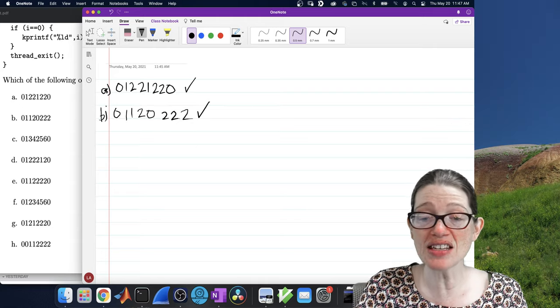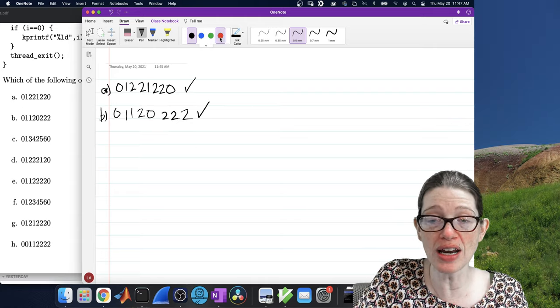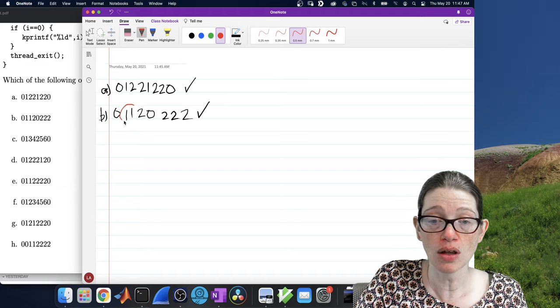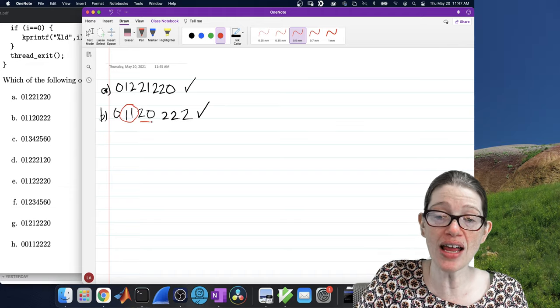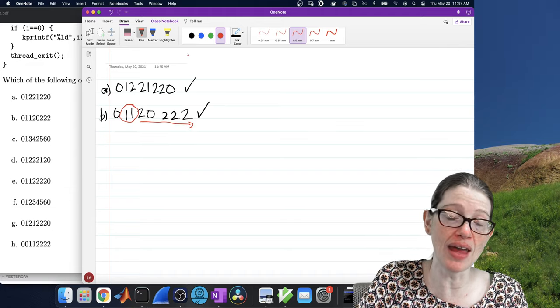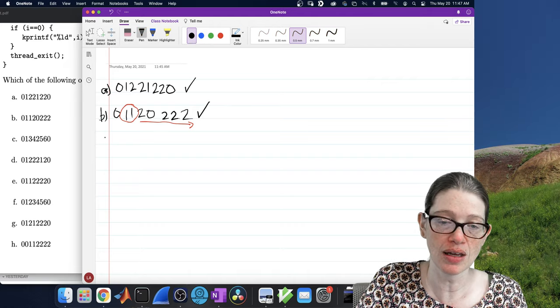The other thing is that because we have two ones right here, we can have behind them four twos. And you can see we have up to four twos.